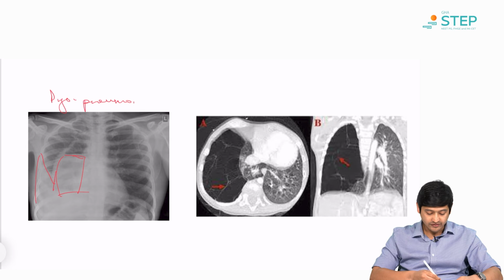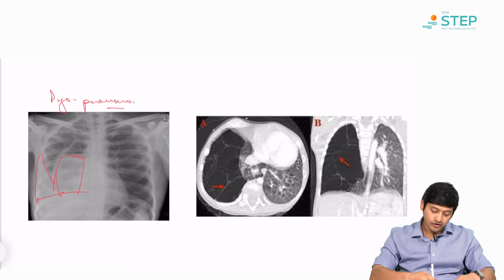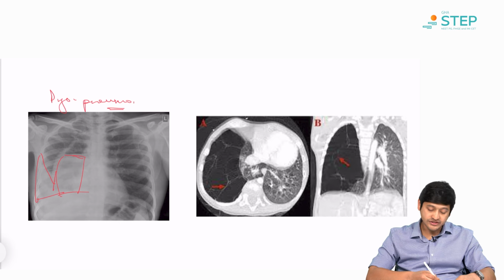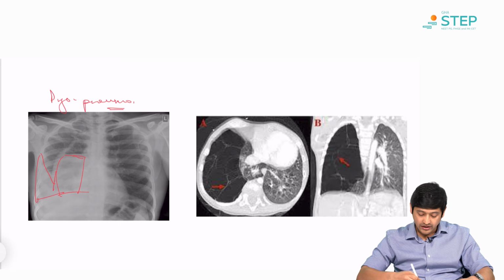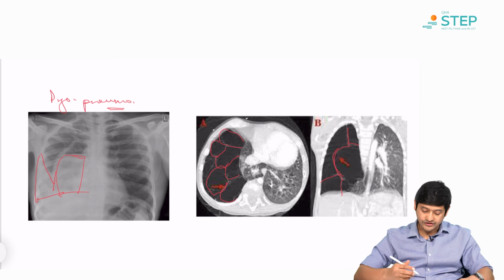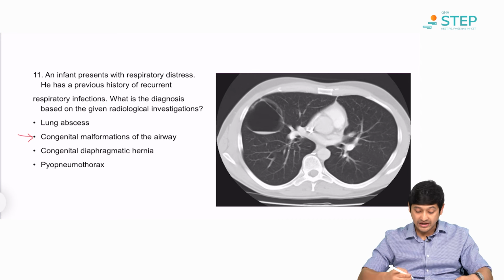So you have different components to this infected collection, and that's why you call it a pyopneumothorax. You have air and pus in the pleural space, which gives you a classic finding. Then you have multiple air-filled spaces which resemble the one that we have. Now these can get repeatedly infected and therefore constitute the diagnosis of a congenital malformation of the airway. So there are multiple dilated air spaces which can get infected.